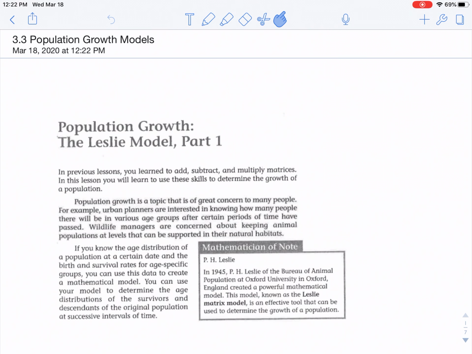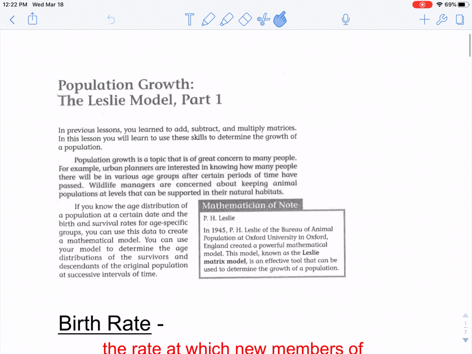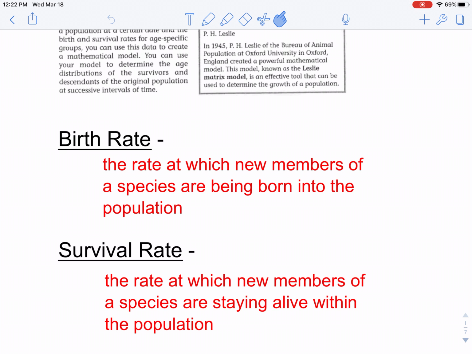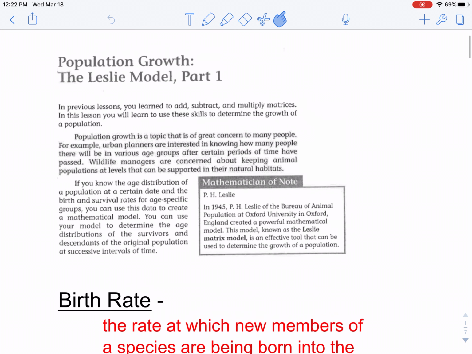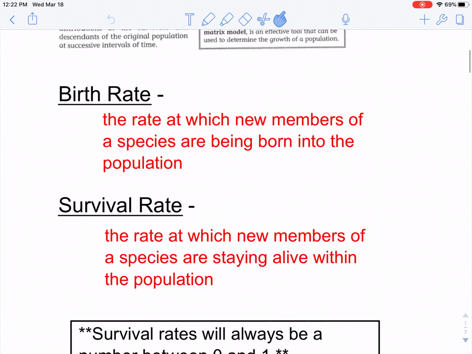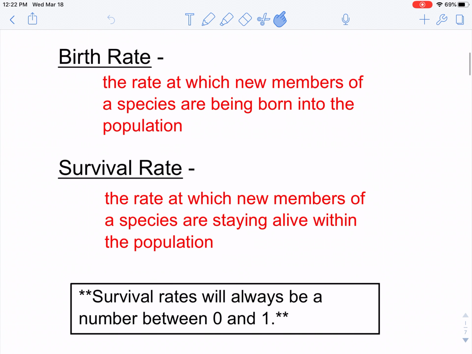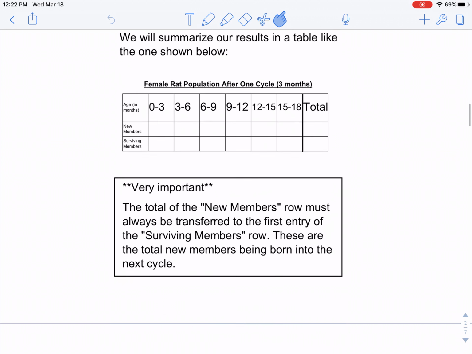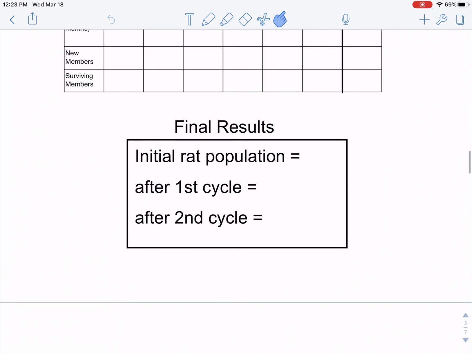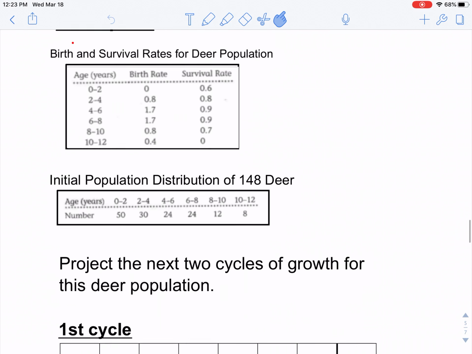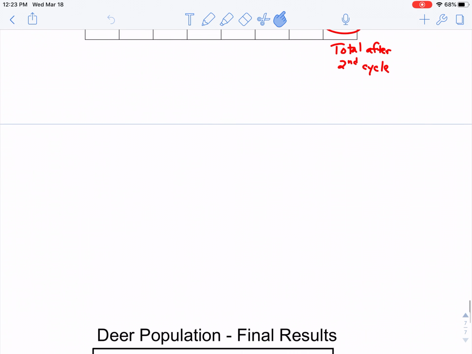Okay, everyone, lesson 3.3, population growth models. Here we go. So this whole unit is basically an algorithm on how to project population growth for different species of animals. We're going to be talking about a few different animals. The first example is about a rat population. Actually, this applies to any population, but as you see, the first example is just about rats. Example 2 is about deer, so on and so forth.